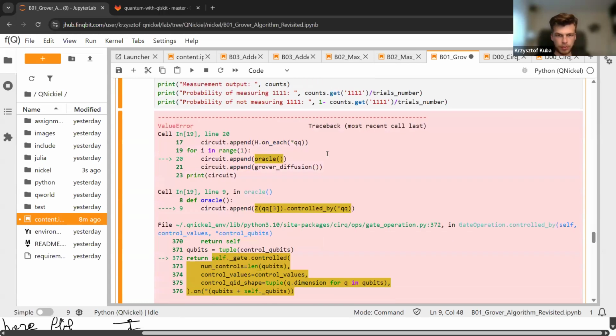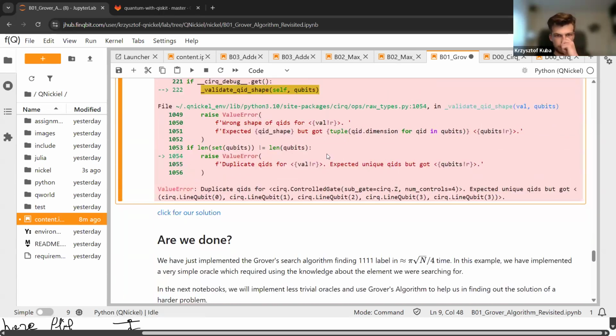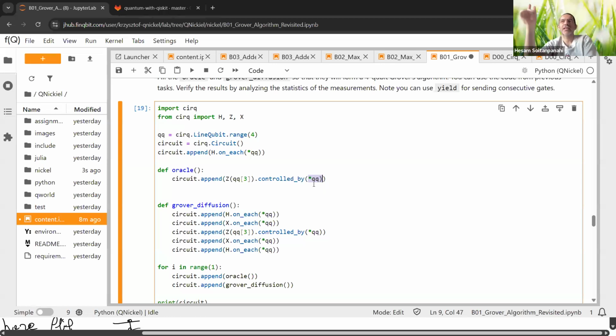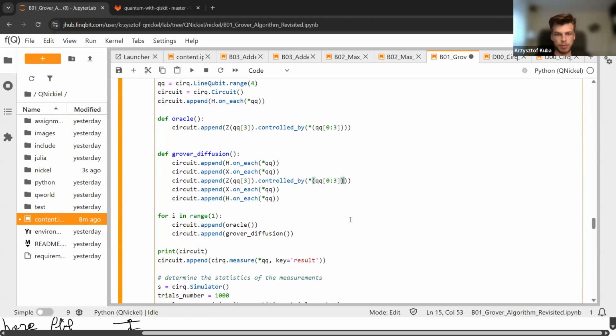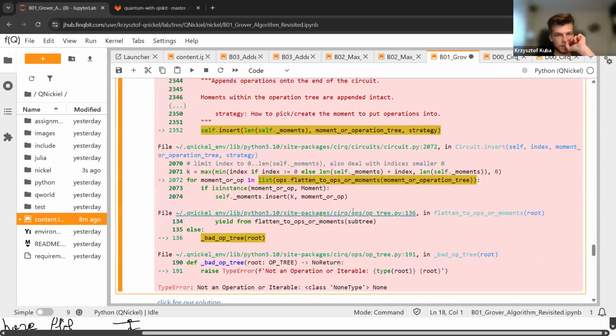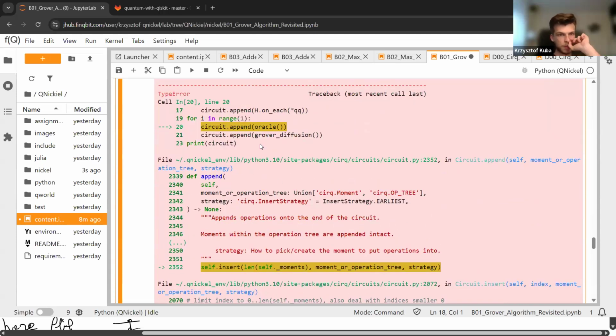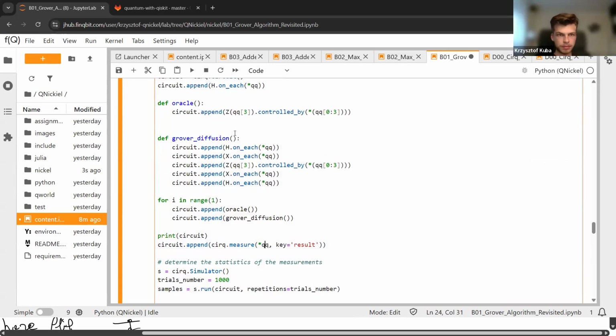And now it's something different with Oracle. Yeah, so I think I cannot just use QQ. I need to do it on a list specifically. But maybe you can use Q as an array, like from 0 to 3. Yes. Yeah. That's exactly what I meant. Oh, it's still not the case. Operation not iterable. Append Oracle. I know why.